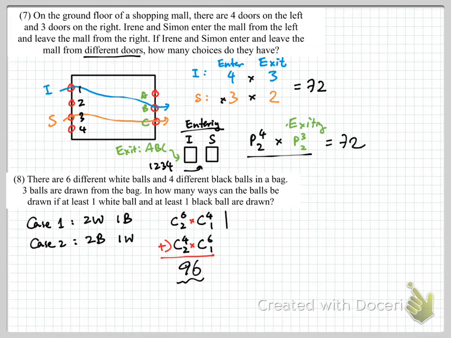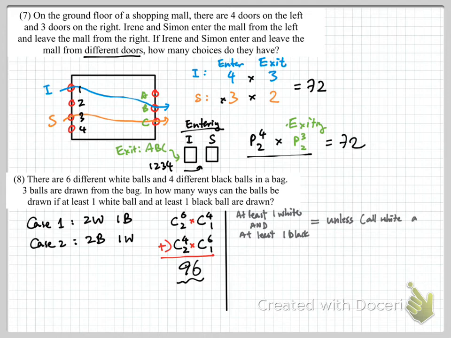Now, alternatively, there is another method we can do. The other method is using unless. At least 1 white and at least 1 black means that there must be both colors. So unless it is all black or all white. Unless means one minus. So we take all possibilities and subtract the all black and the all white.